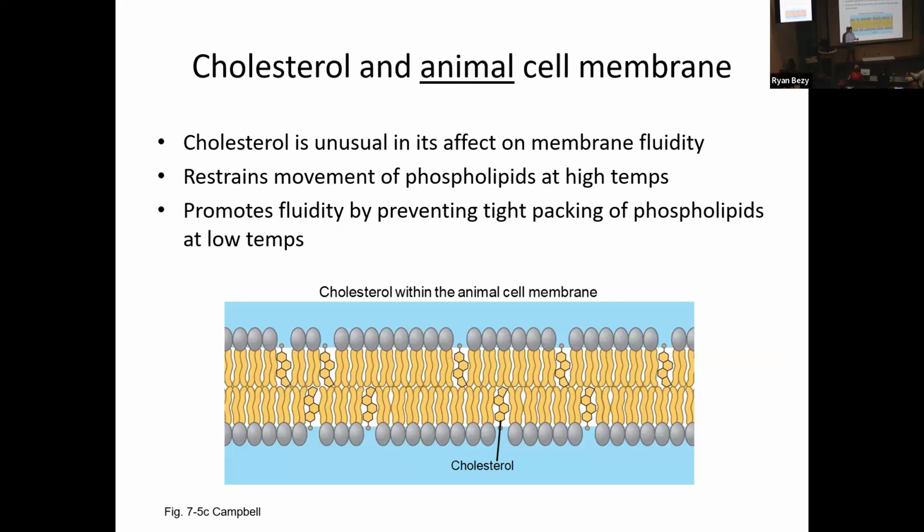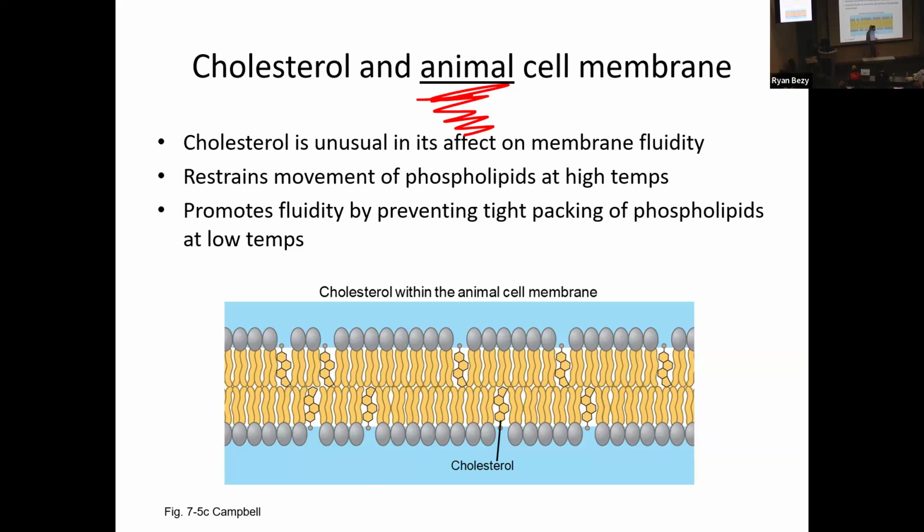Another component of membranes then, cholesterol. This is present in animal cell membranes. Cholesterol is unusual in the way it affects membrane fluidity. Cholesterol can restrain phospholipid movement at high temps, which is what we want. We do not want the phospholipids to be moving around at higher temps so that the membrane does not melt apart. But because of the way cholesterol works, it also can promote fluidity at low temps, interestingly enough.